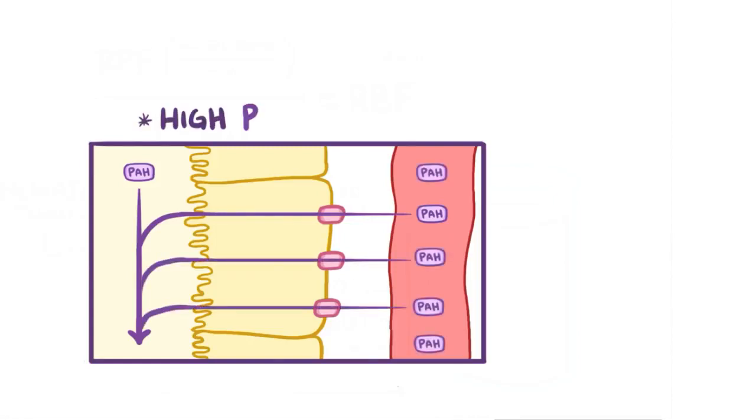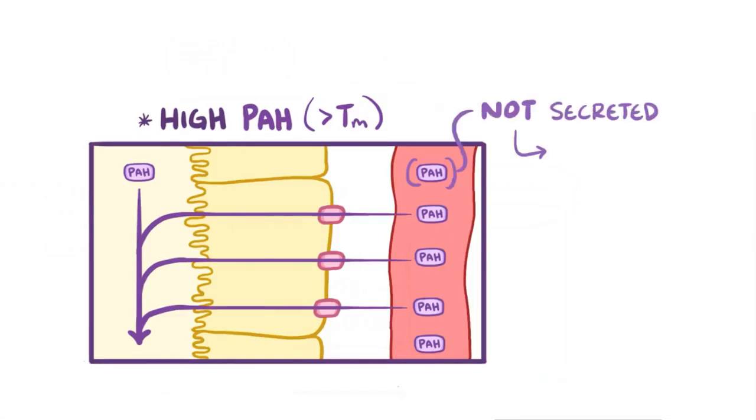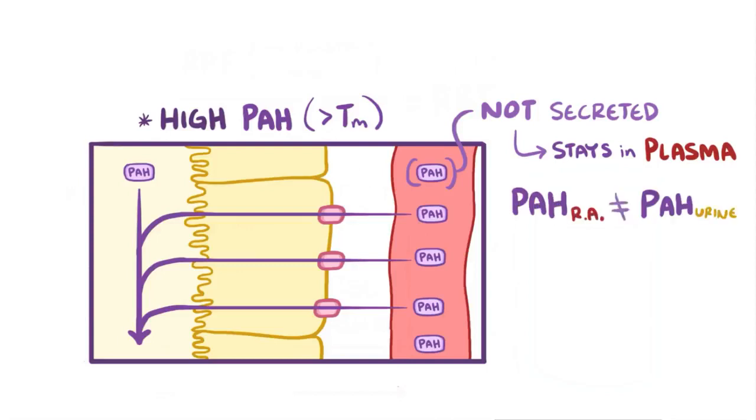At high PAH concentrations, above the transport maximum, PAH continues to get freely filtered, but the PAH that bypasses the glomerulus starts to overwhelm the carrier proteins in the tubule. As a result, secretion will reach its saturation point, and some of this PAH will be left behind in the plasma, and PAH in the renal artery will no longer be equal to the PAH in the urine. In fact, this means that PAH in the urine starts to fall below the PAH in the renal artery.